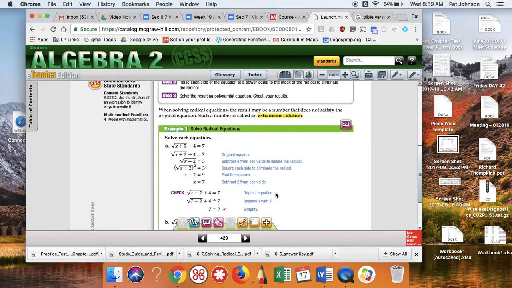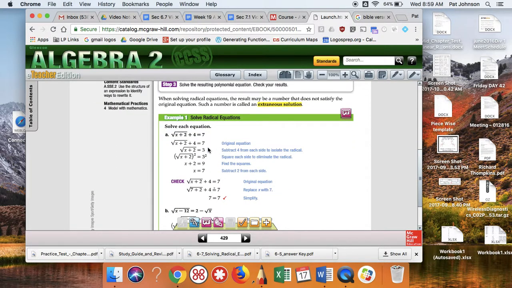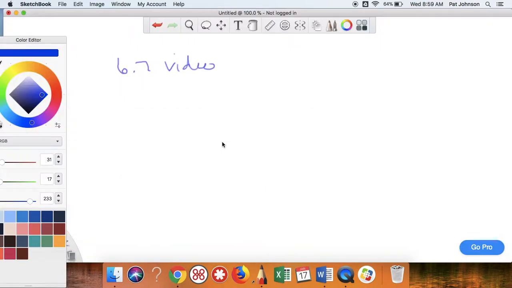So let's look at example 1. They want us to solve the square root of x plus 2, plus 4, equals 7. How do we do that? The first thing we're going to do is isolate the radical. I'm just going to use algebra: minus 4 from both sides. And we get the square root of x plus 2 equals 3.